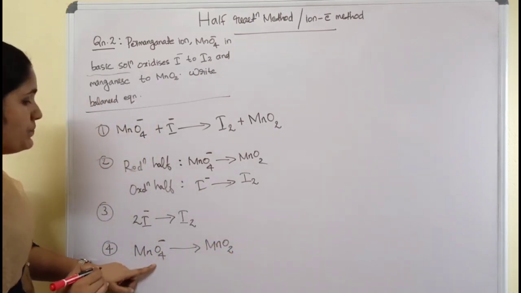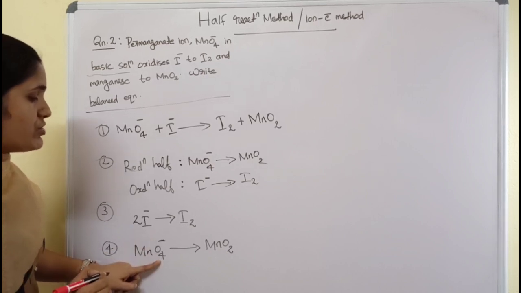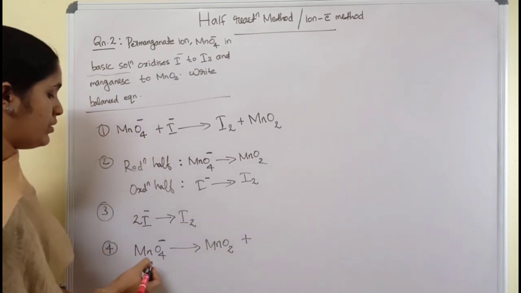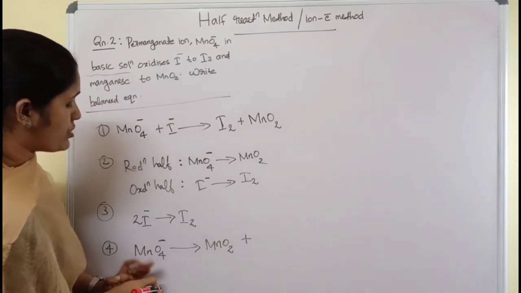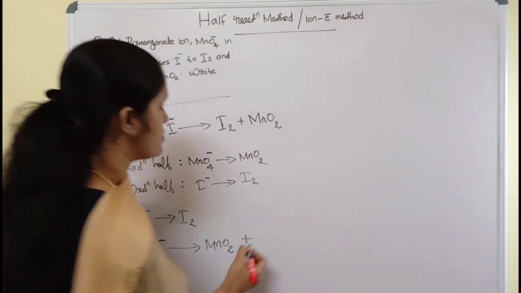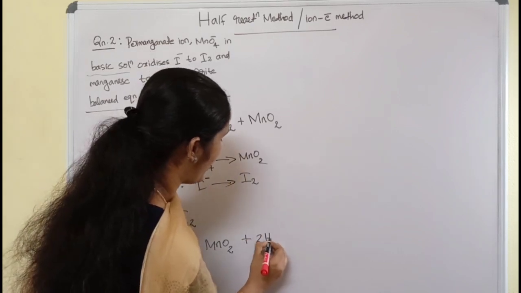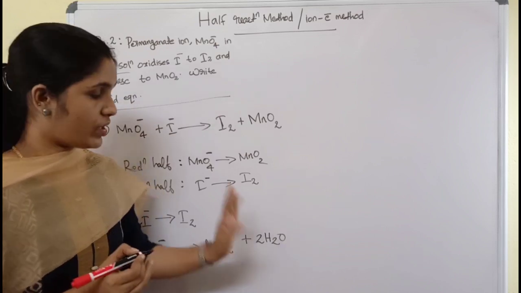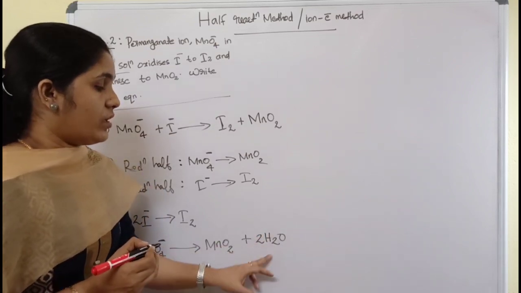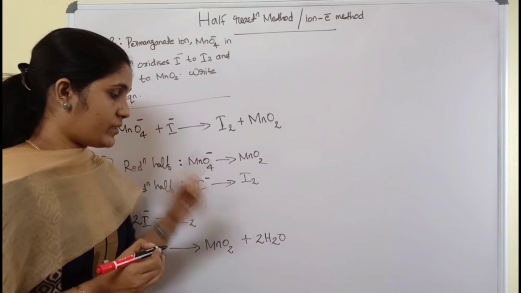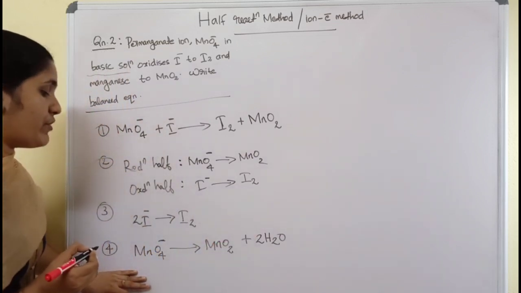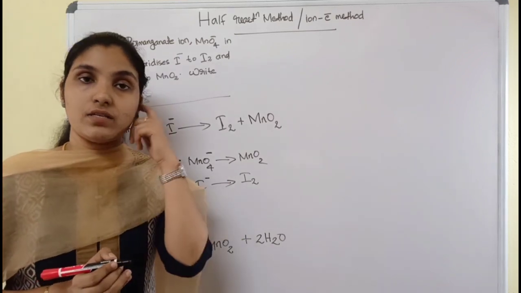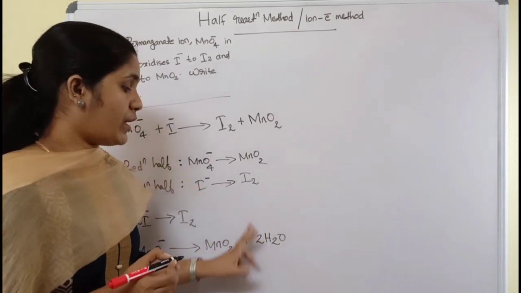Here on the left side it is 4 oxygen, but on the right side only 2 oxygen. Okay, so that means here 2 oxygen is extra. So in order to balance that, on the right side we have to add 2 H2O. Now we know 2 H2O is added, but the number of hydrogen is not balanced. Number of hydrogen is not balanced.